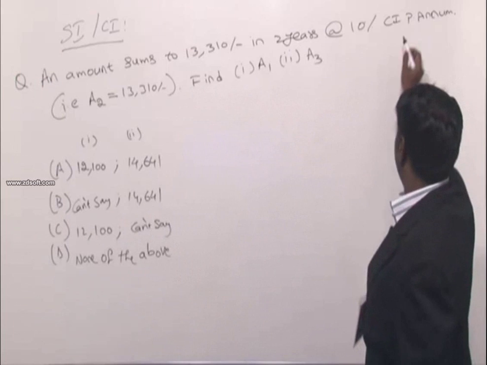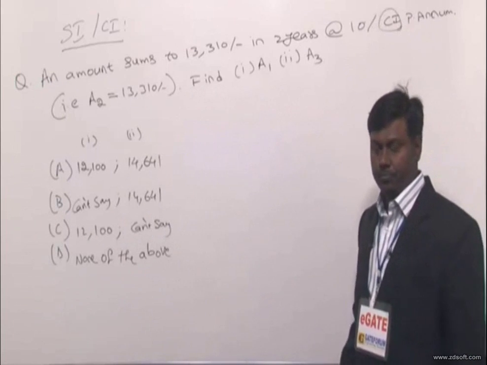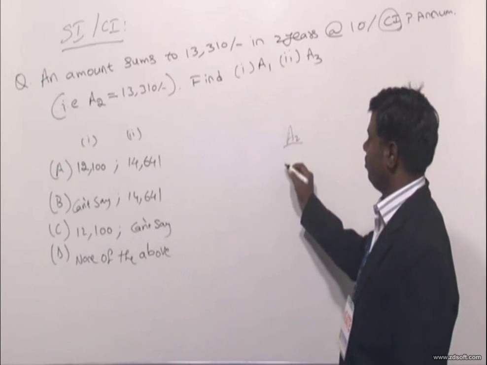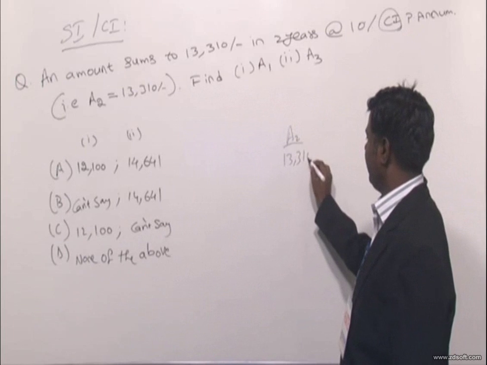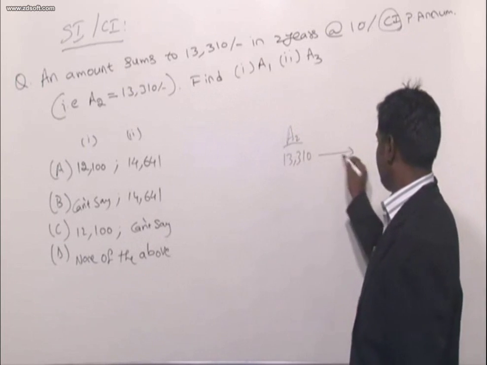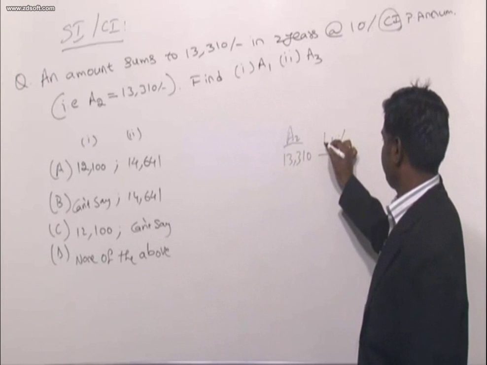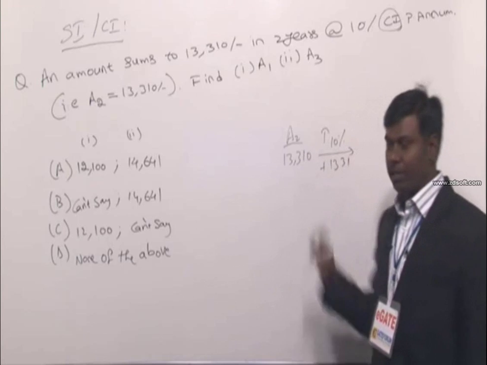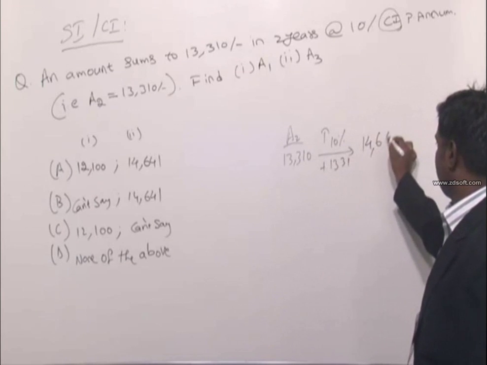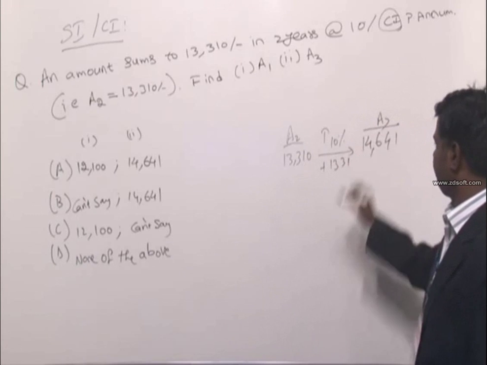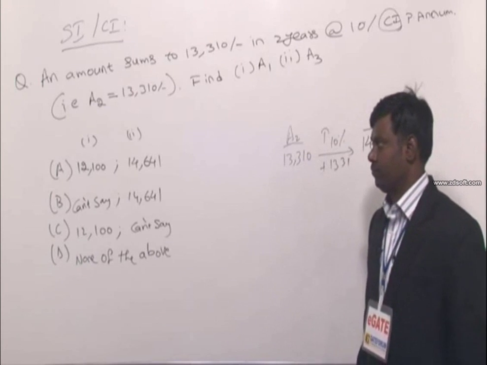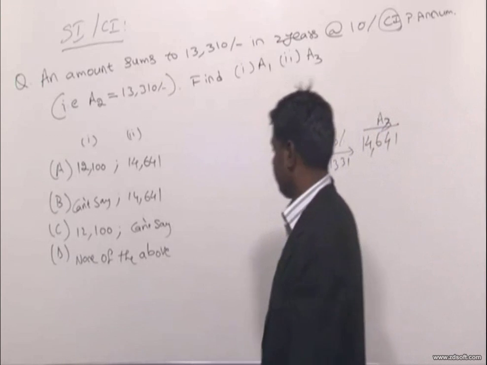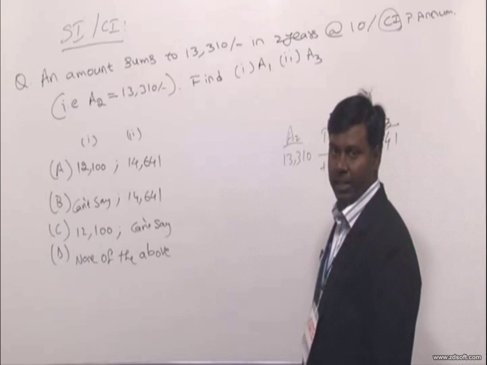Now this is at the rate of compound interest. So finding A3 from A2 is very easy. A2 is mentioned as 13,310. If you increase this by the rate of interest, that is 1331, and add it to it, you get 14641. This is A3. So with 14641, you have two choices. So let us find A1 as well.